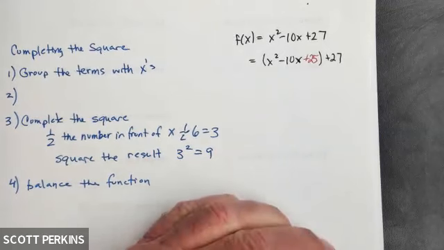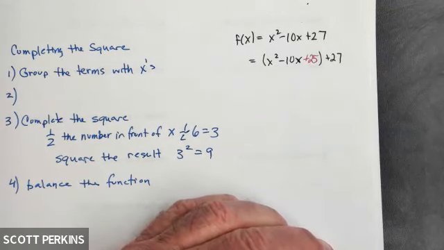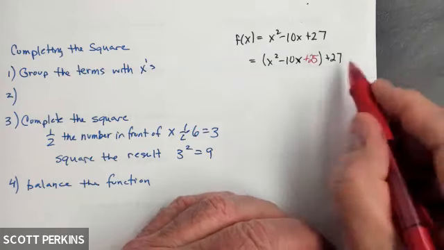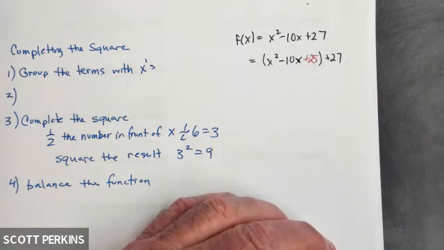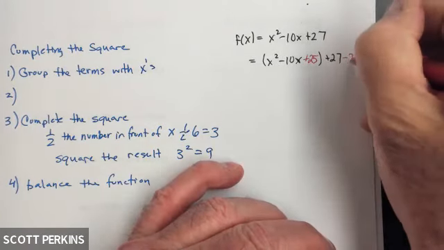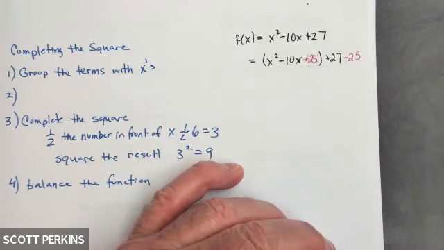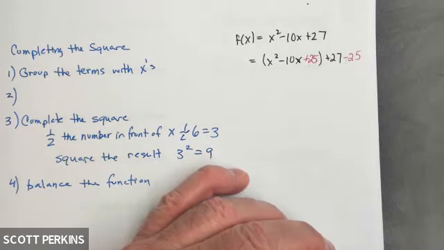Okay, that's the key to the step. If you have a question, ask it. I've got to keep my function in balance. I have just added 25. I have changed the function. So what do I do out here to keep my function in balance? I'm going to subtract 25 because now 25 minus 25 is 0. So I've not changed anything.